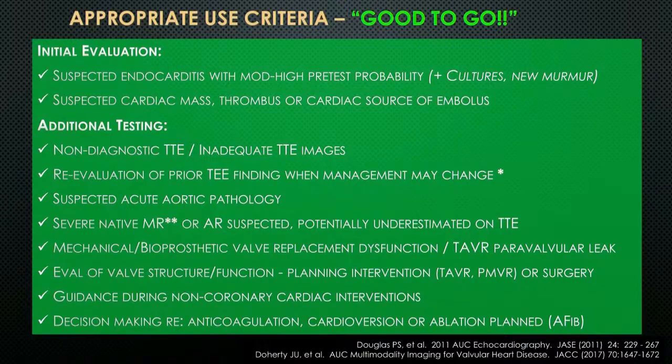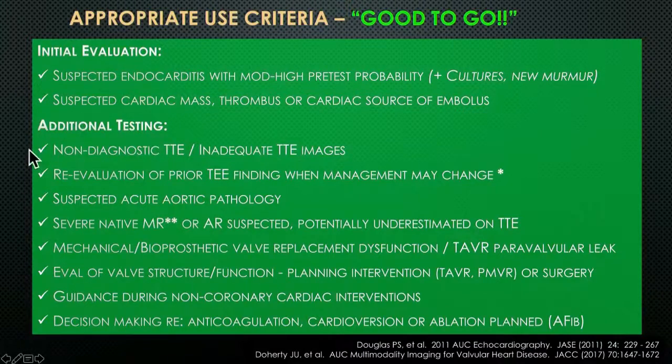So in general, the appropriate use for initial evaluation use of TEE is suspected endocarditis with moderate or high pretest probability, cultures, as well as a new murmur. And it's actually considered appropriate as an initial test for evaluations of cardiac masses, suspected thrombus or cardiac source of embolus, although frequently we'll see transthoracics being done as a preliminary screen.